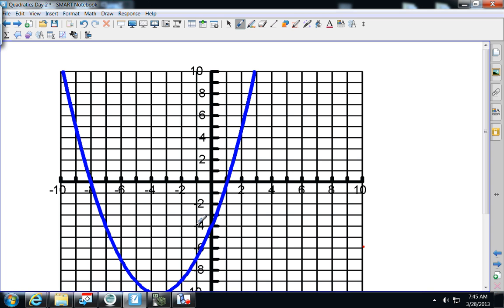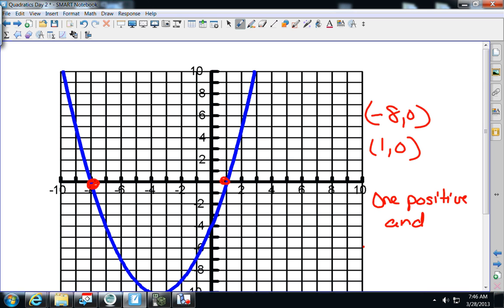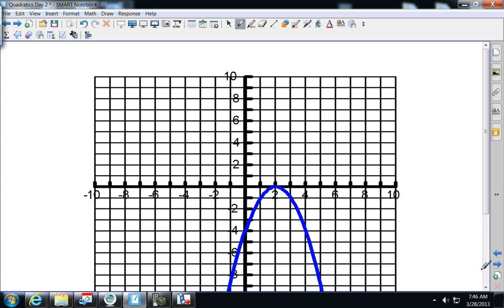Okay, they look good. I'm looking right here at -8, 0 and 1, 0. Another way that they could have this answer choice is that you have one positive and one negative solution. Here's the next one.